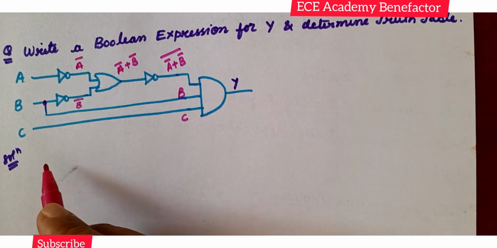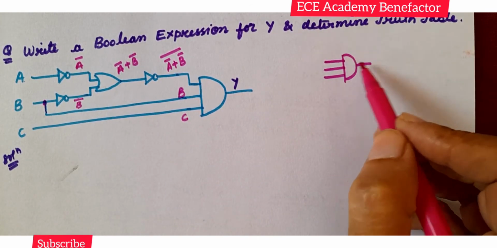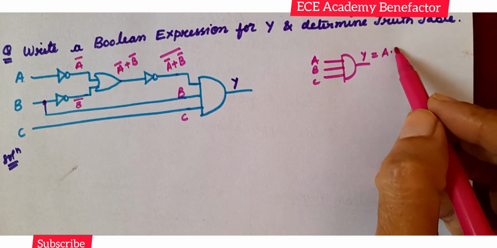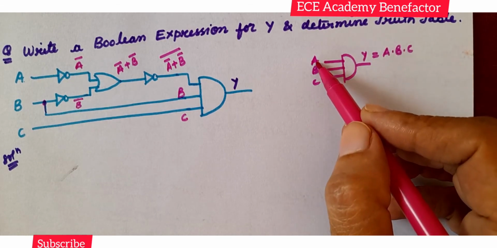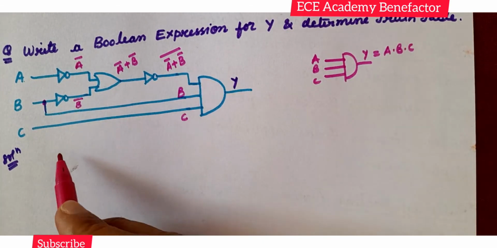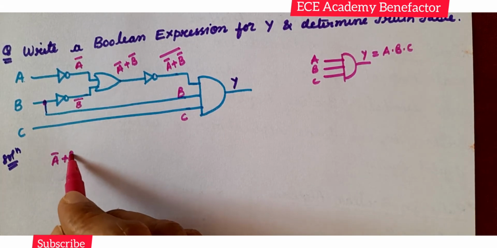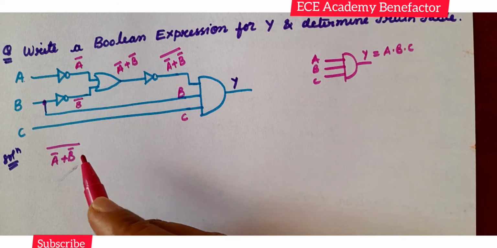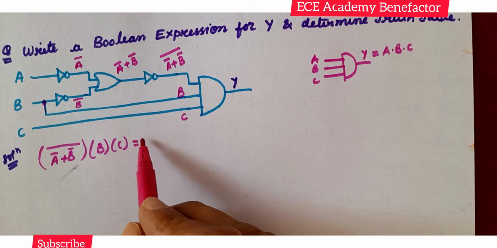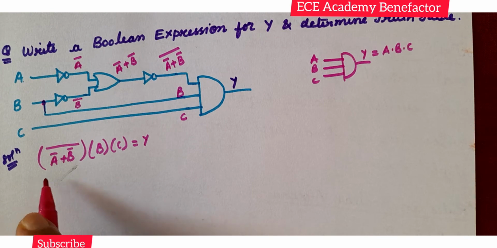So, let us write what is an AND gate. You know, if there are 3 input terminals A, B and C, what is the output? Output is A dot B dot C, multiplication of the 3 incoming input variables. So, here the 3 input variables are A bar plus B bar the whole bar, dot B dot C is equal to y. This is the expression for y.